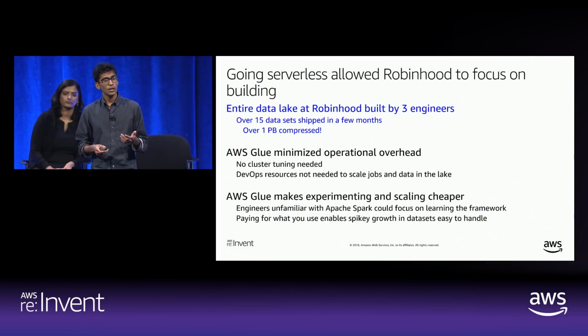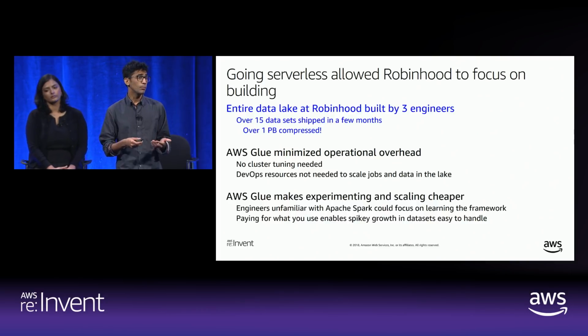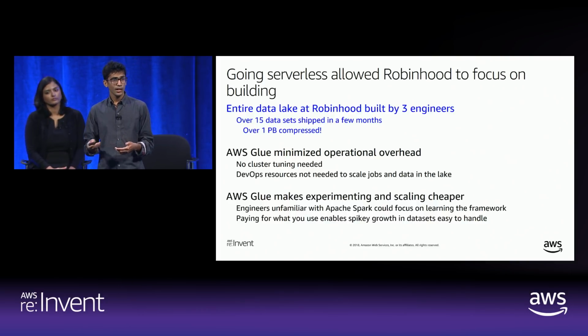In addition, going serverless allows you to focus on building. The entire data lake at Robinhood over the last 6 or 7 months was built by just 3 engineers. We now have over 15 data sets that shipped in the last few months, and over a petabyte of data that's in compressed format.